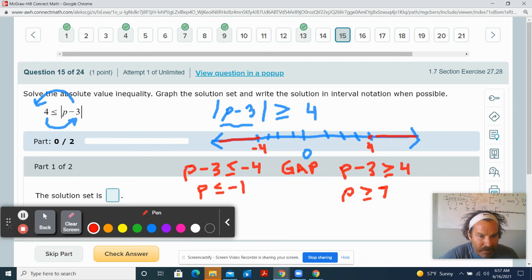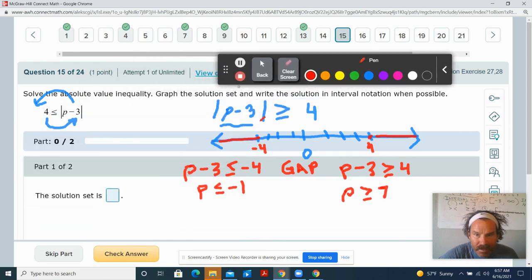So my solution set is going to be less than or equal to negative 1. Let me put that in orange here. So here's negative 1, and less than or equal to negative 1 is all these values here. This is negative 1.